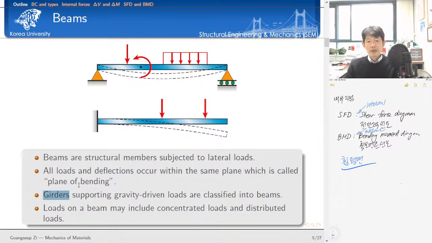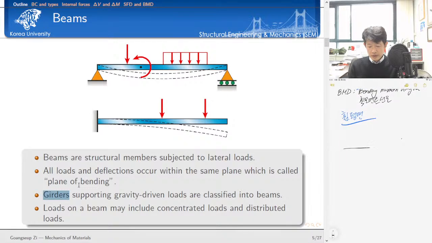And the loads on beams may include concentrated loads and then distributed loads. We can consider both of these. Okay, let's consider an example of a concentrated load that we have to consider. Let's consider a girder, a bridge girder. This is a bridge girder. In 우리말 it's 교량 girder. And then say it supports a vehicle. Okay, and then the vehicle can be replaced by a set of concentrated loads. Okay, that's how we consider the concentrated load.